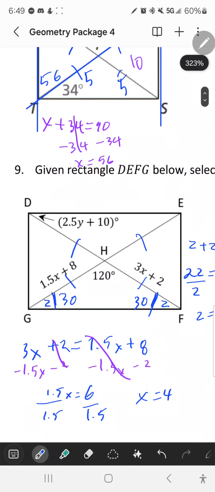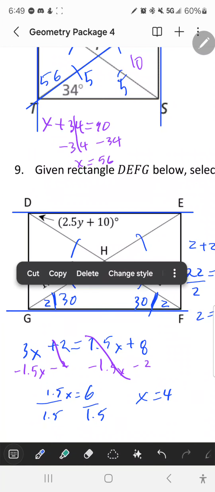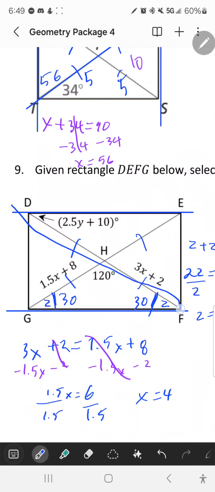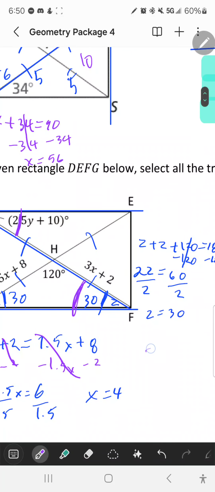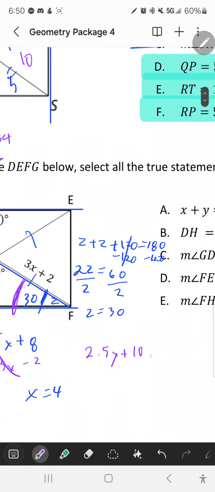Now, as I was explaining before, we have two parallel lines here, and we have a second line here. This angle and this angle are alternate interior angles, just as the one before, and I can establish that they are both equal. So I can say that 2.5y plus 10 is equal to 30.